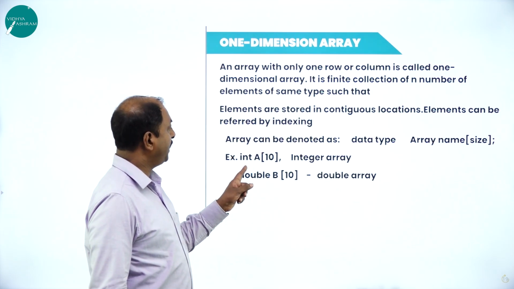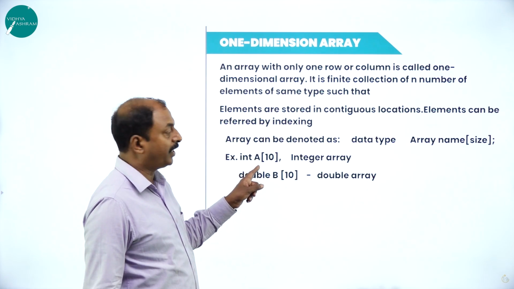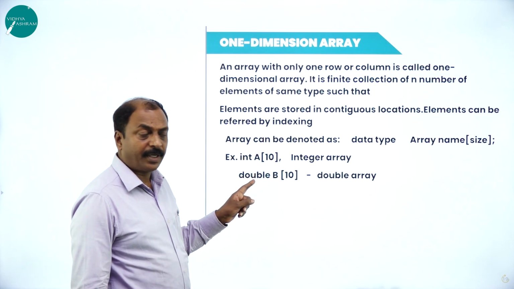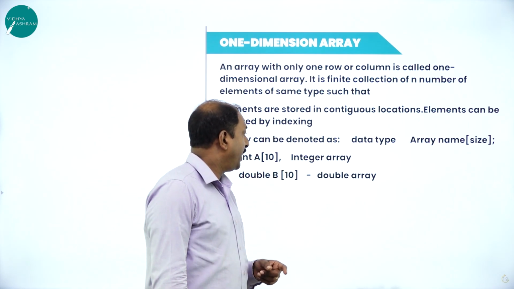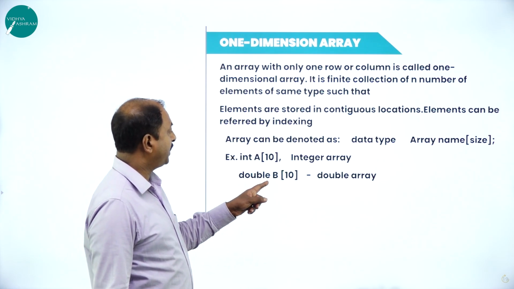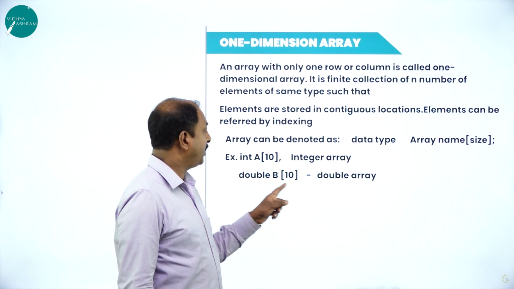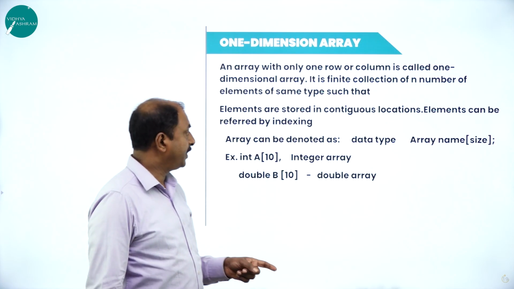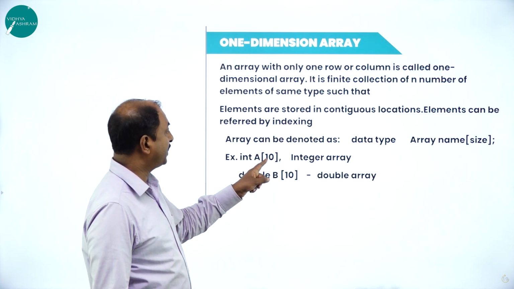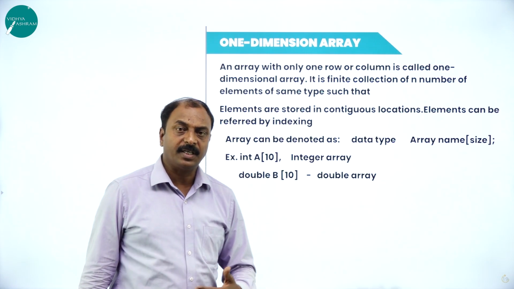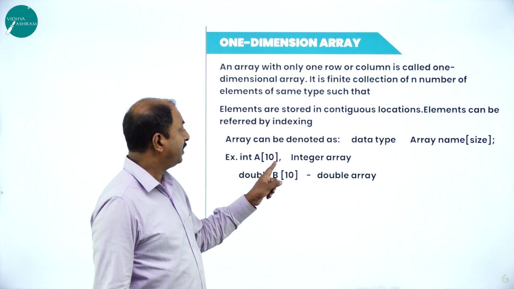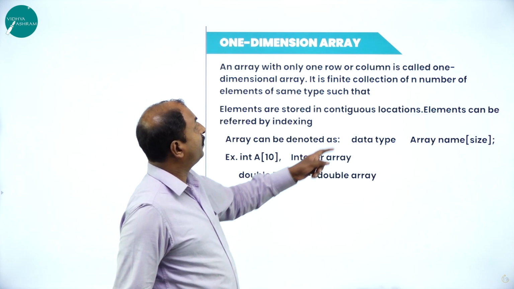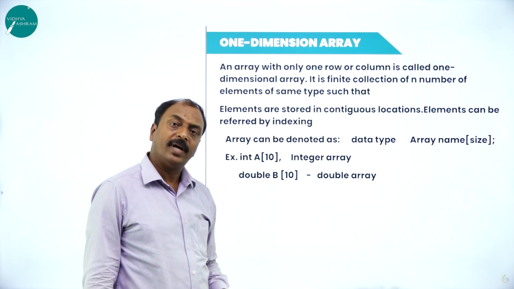For example, int is a data type, space, a is the name of an array, of size 10. So here int stands for data type int, so it represents an integer array. And for example, double space b of 10. So here b is the name of an array of data type double, so it is a double array. And in the syntax, size, here we have given the size as 10. What is the meaning of that? Here, the size of an array is 10. So the maximum number of elements we can store is 10. That is the meaning of a finite collection of n number of elements.